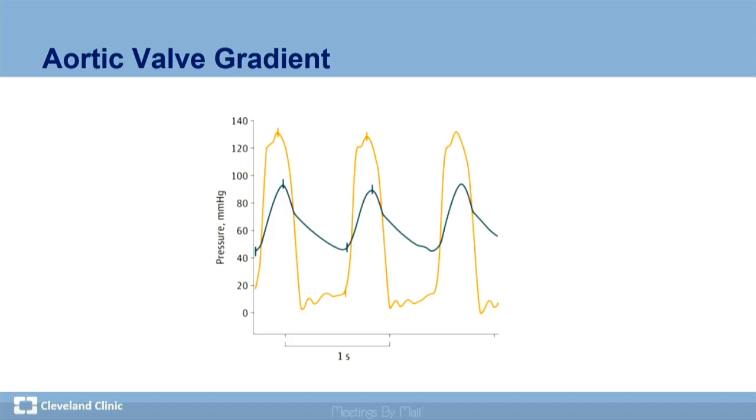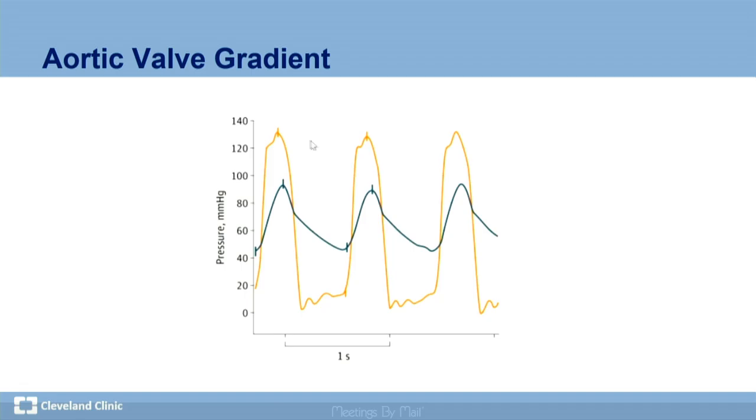So let's say your aortic systolic pressure is 120 and LV pressure is 140. It is not necessarily a 20 millimeter peak to peak gradient, because when the pressure in the left ventricle is 140, the aortic pressure may not yet have reached 120, it may be still 100. So the peak gradient can be higher than peak to peak gradient. So this is an important consideration.